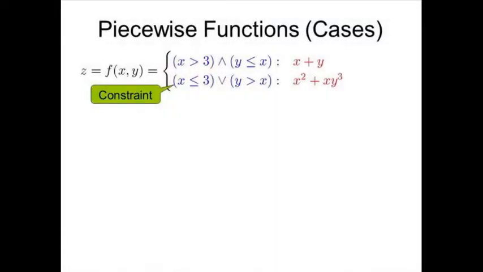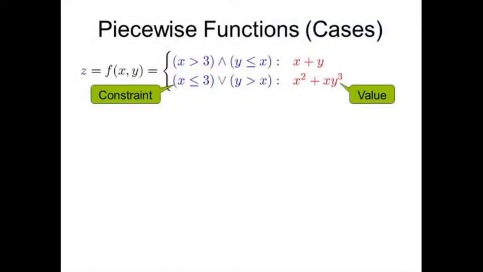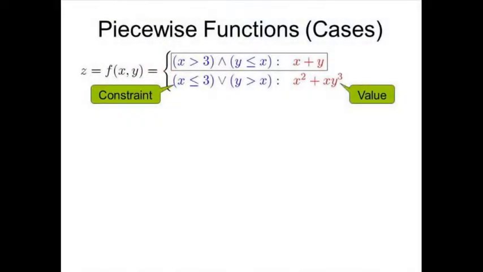Just tell me which case partition I fall into. Say if x is 2 and y is 3, then I'll fall into this bottom partition, and then I'd evaluate this function with x equals 2 and y equals 3. So it's a standard case statement. The blue is constraints, the red are values. I refer to the entire combination of constraint and value as a partition.